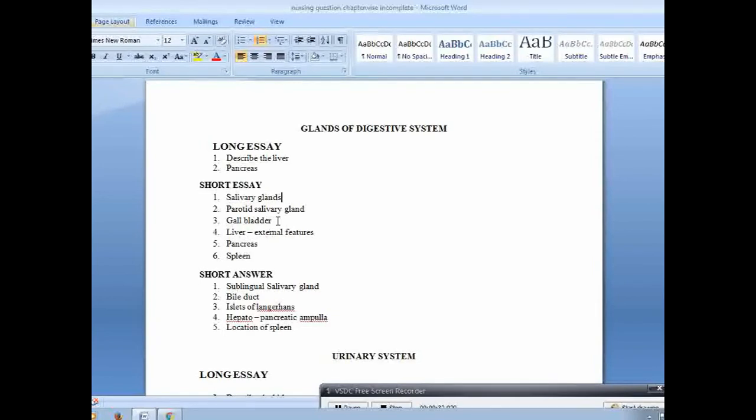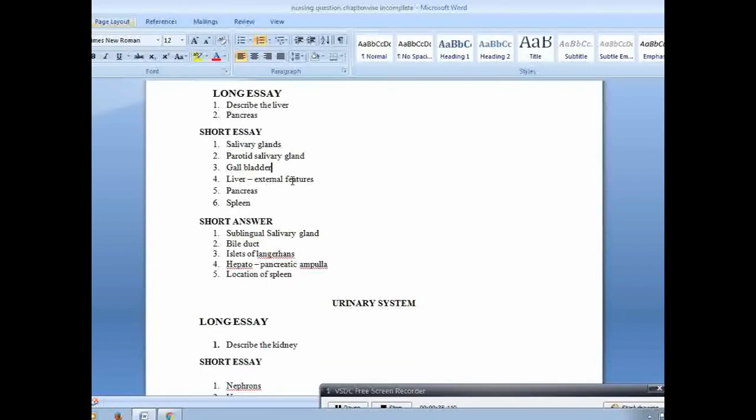Gallbladder. Here mention the parts of the gallbladder, the location of the gallbladder, peritoneal relation of the gallbladder, and the continuation of the cystic duct from the gallbladder, function of the gallbladder, structure of the gallbladder. Liver external features: here you will mention the different surfaces of the liver, borders of the liver, weight of the liver, location, peritoneal relation, and the visceral relations.